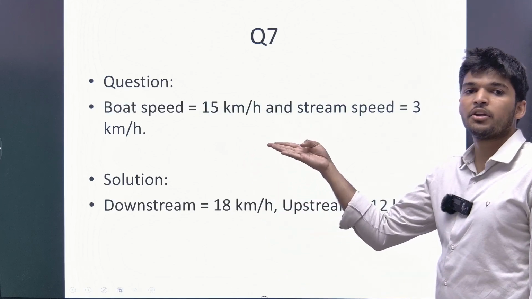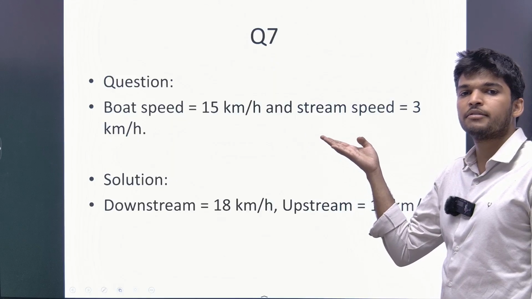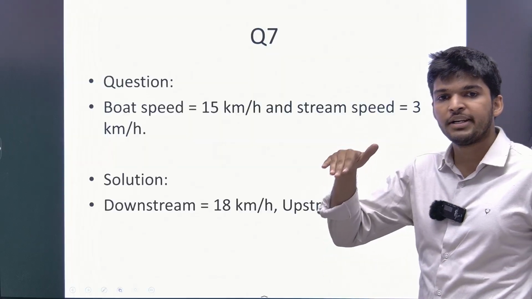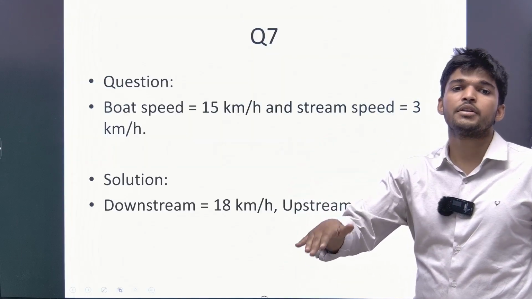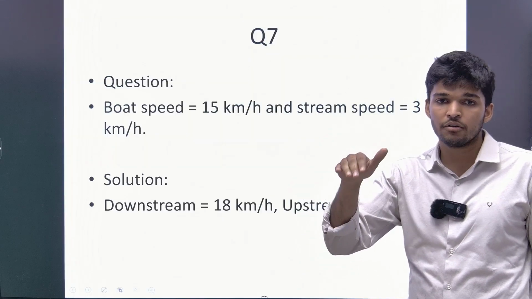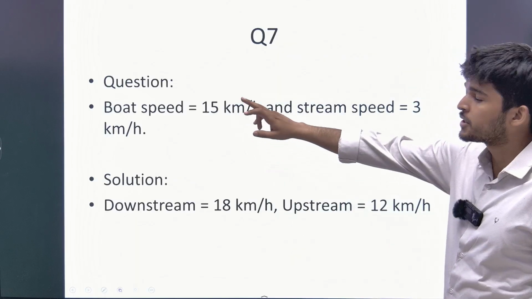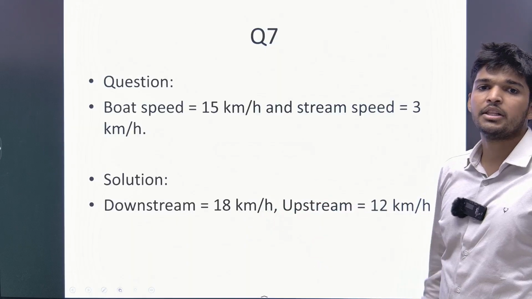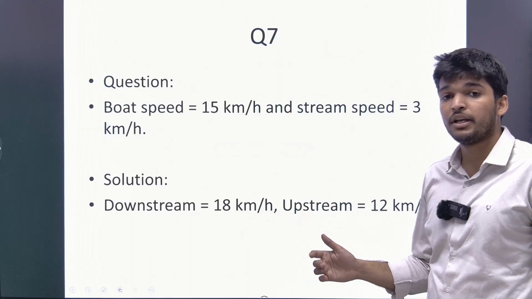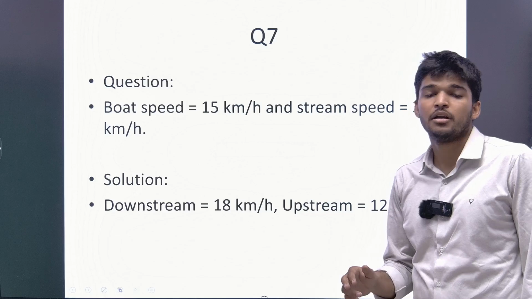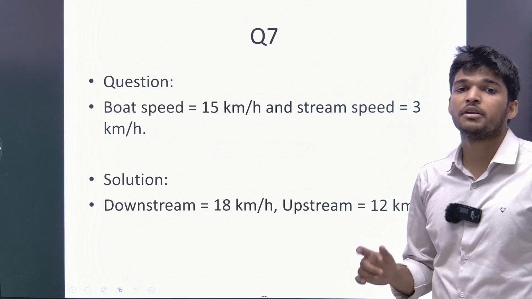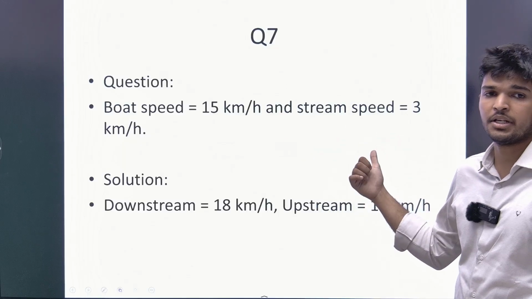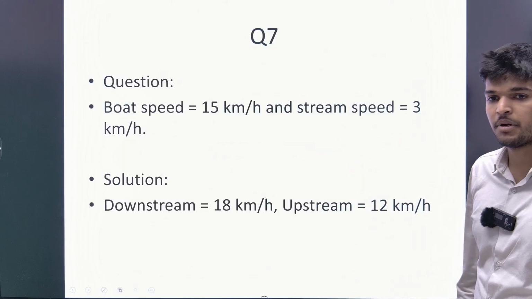A boat moves at 15 kilometers per hour and the speed of the stream is 3 kilometers per hour. When the boat is moving downstream, that is with the flow of the river, the speed of the boat would be 15 plus 3, that is 18 kilometers per hour, while when the boat is moving against the flow of the river, the relative speed would be 15 minus 3, that is 12 kilometers per hour.